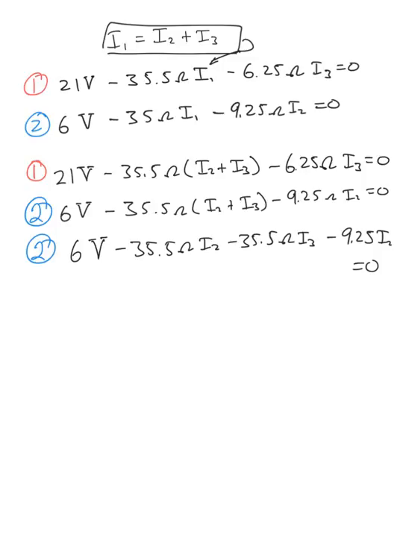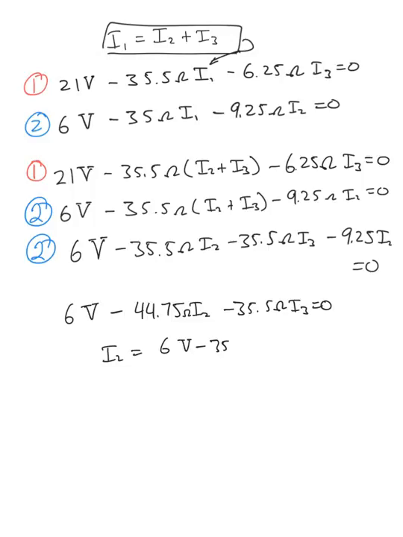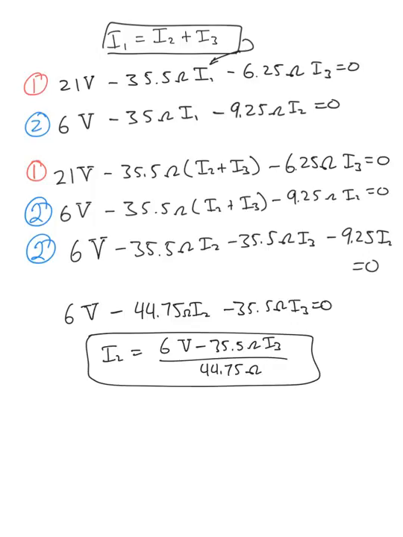Combining our I2 and I3 terms gives 6 volts minus 44.75 ohms times I2 minus 35.5 ohms times I3 equals 0. Solving this for I2 gives 6 volts minus 35.5 ohms times I3 divided by 44.75 ohms. Now what we can do is take this value for I2 and plug it into equation 1.